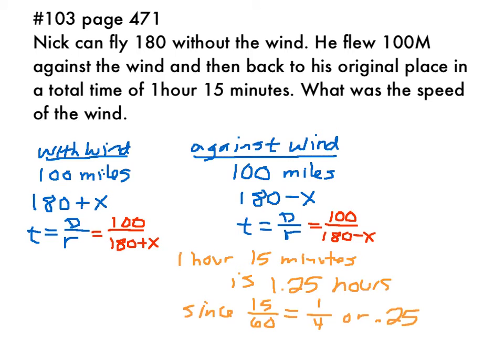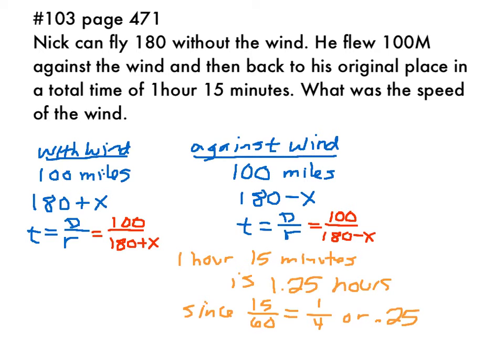Well, the best thing to do here is to break it apart when you're with the wind and against the wind. Each one of these is going to have a distance, a rate, and a time. We're solving for the total time, because we need an expression for the total time so we can add them together to equal 1 hour and 15 minutes.